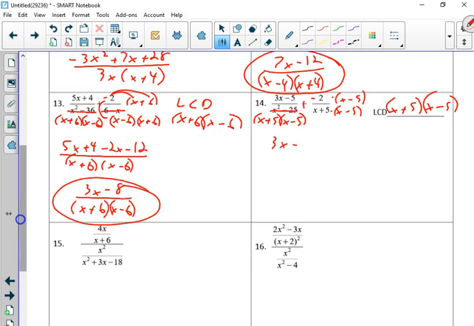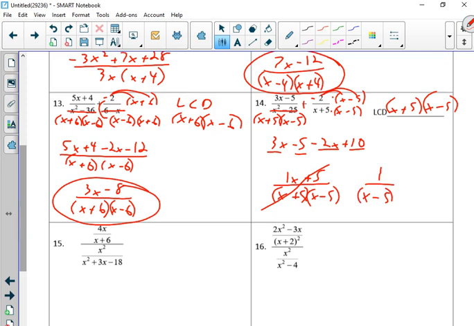So we have 3x minus 5 minus 2x, careful, plus 10. 3x minus 2x is 1x. Negative 5 plus 10 is plus 5. Over x plus 5, x minus 5. And look what happens here. Those cancel, which leaves us with just 1 over x minus 5.